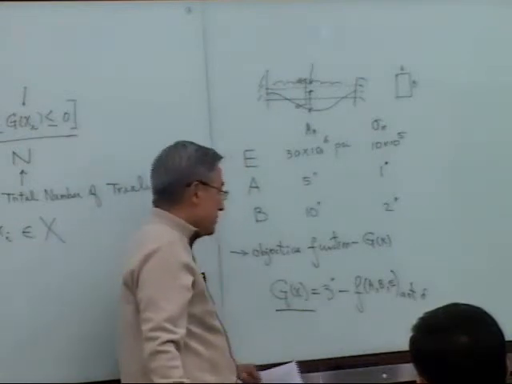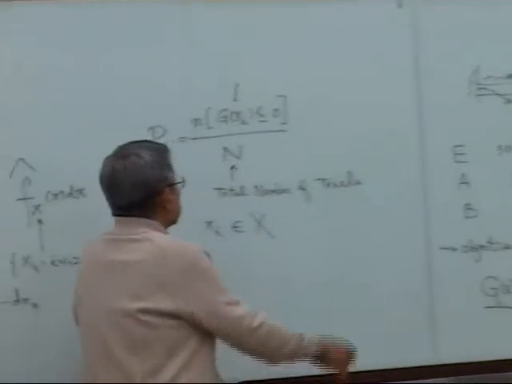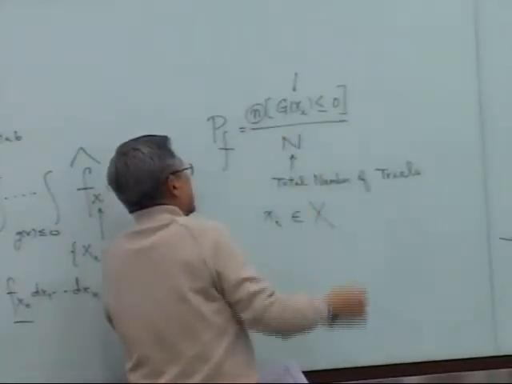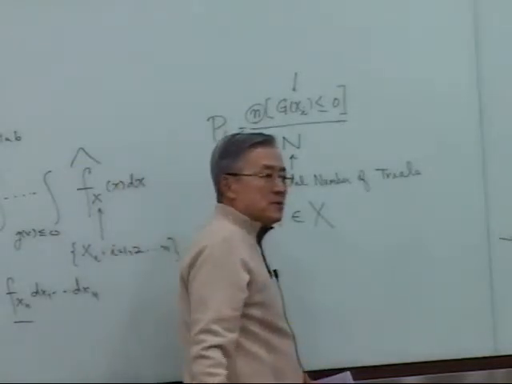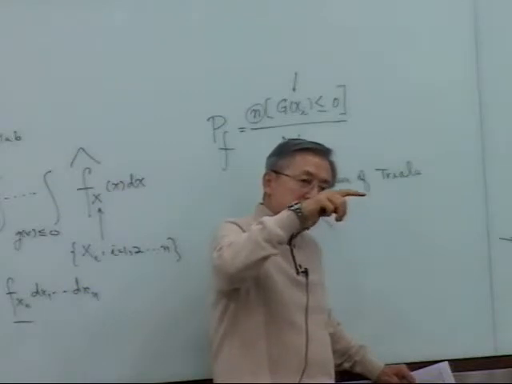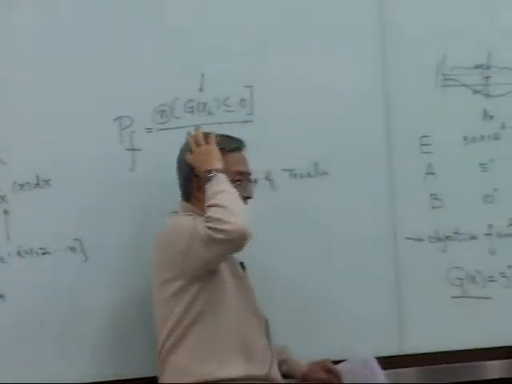So you have a G function. Then now you have to pick out the random variates. You pick out the random. How to pick out the random? That's what I'm going to show you.